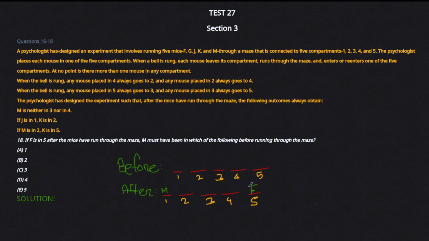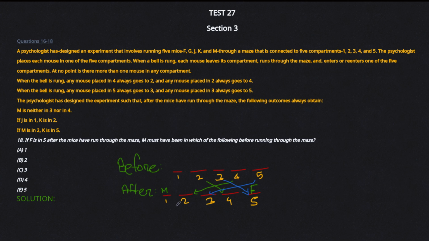Okay. So from the condition given here, if any mouse is placed at number 5, it will always go to number 3. And if any mouse is placed at number 3, it will always go to number 5. And we have another one of these on the line above. It says anything that's at number 4 will go to 2, and any mouse placed at number 2 will go to 4. So basically, the change will take place like this, and it will also take place like this, which is 2 to 4 and 3 to 5.